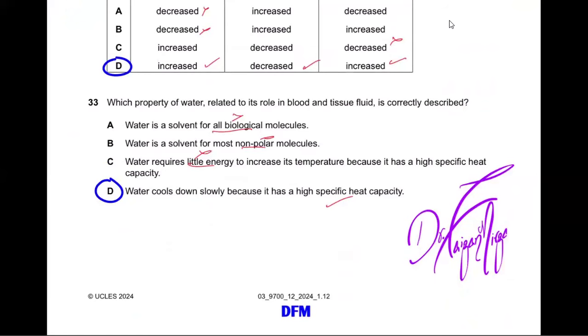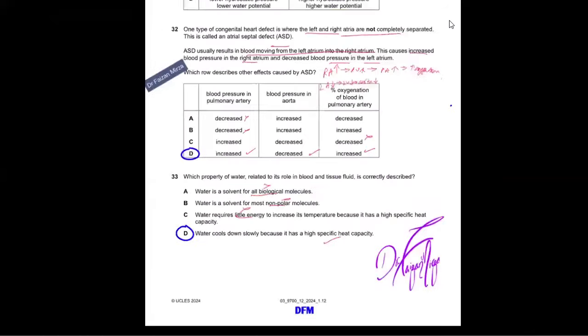Which property of water is related to its role in blood and tissue fluid is correctly described? Water is a solvent for all biological molecules? No, not for fats because they are non-polar. Water is a solvent for non-polar? No, it's a solvent for polar. Water requires little energy? No, it needs a lot of energy to increase the temperature. That's why it has a high heat of vaporization and high specific heat capacity. Water cools down slowly. Yes, because it has a high specific heat capacity. Yes, that's correct. So option D is good.